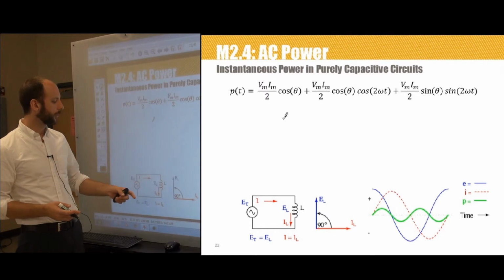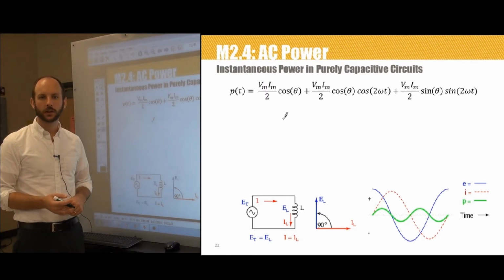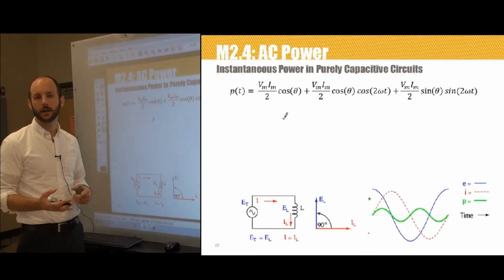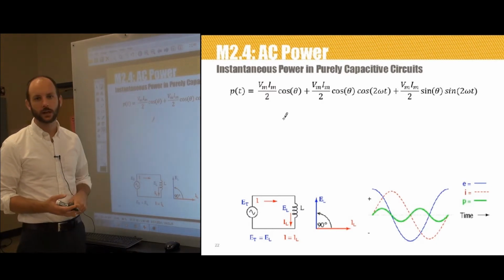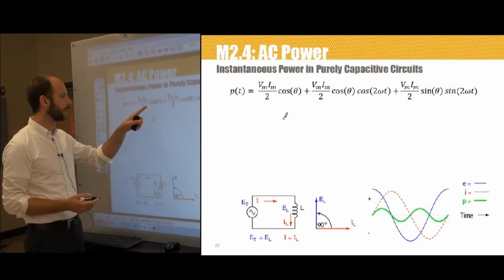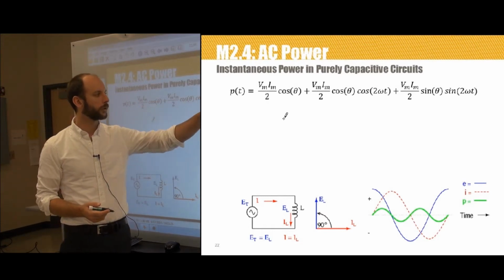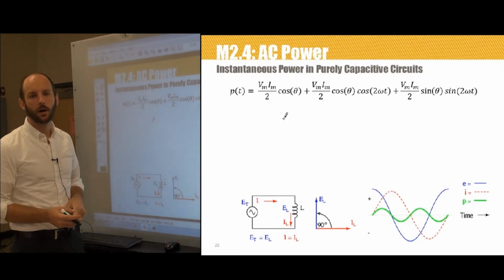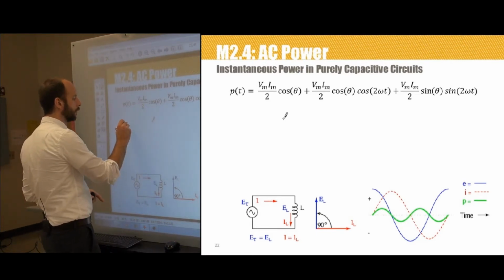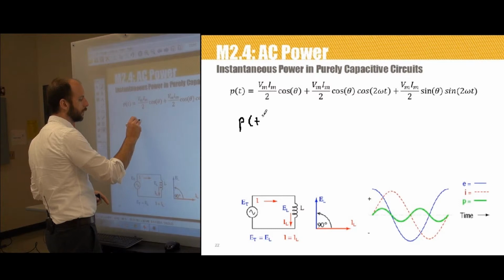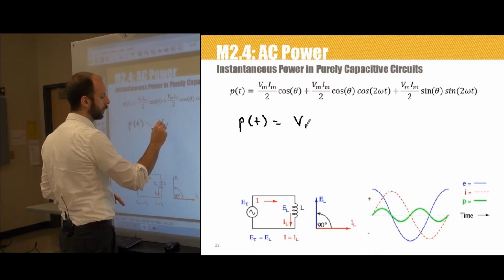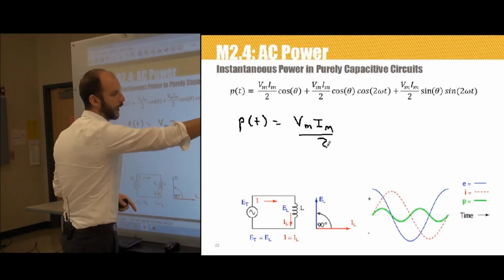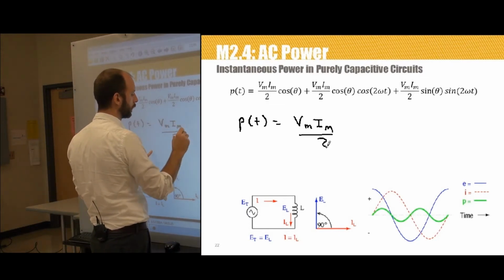So what if the circuit is purely inductive? Well, in this case, the voltage leads the current by 90 degrees, meaning that theta is 90, right? So this term goes to 0, sine of 90 is 1, and we're left with Vmax Imax over 2 sine of 2 omega t, because that goes to 1.